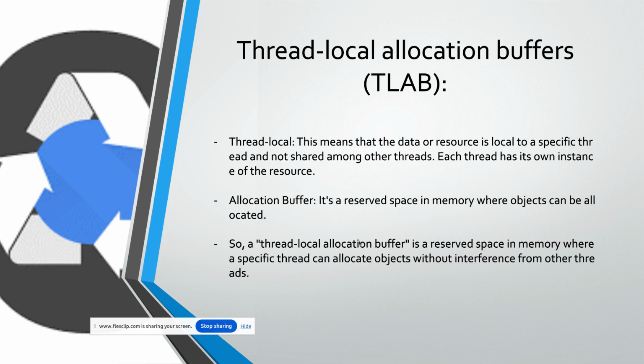So what is a thread local allocation buffer? Thread local means that the data or resource is local to a specific thread, but not shared among other threads. This is also an independent thing. And an allocation buffer is reserved space in memory where objects can be allocated. So a local allocation buffer (TLAB) is reserved space in memory where a specific thread can allocate objects without interfering with other threads.